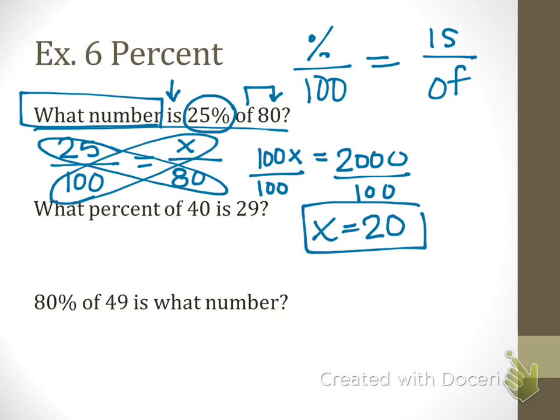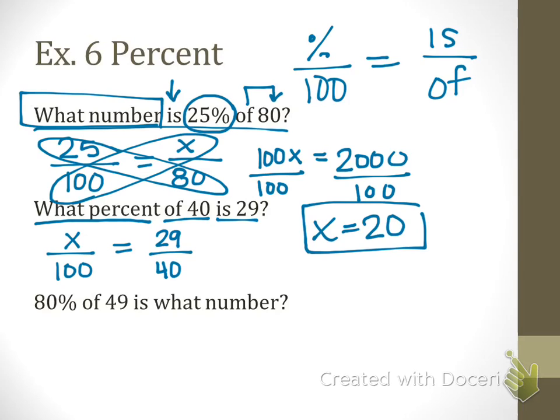So let's look at this next problem. What percent? What do I not know? The percent. So I can write x over 100 equals is over of. What number goes with is? 29, because it says is 29. And what number goes with of? 40.